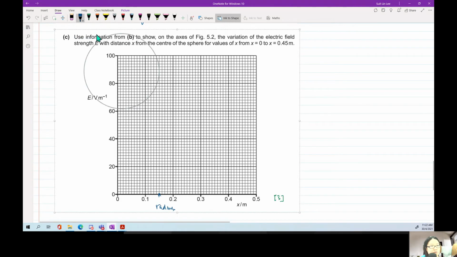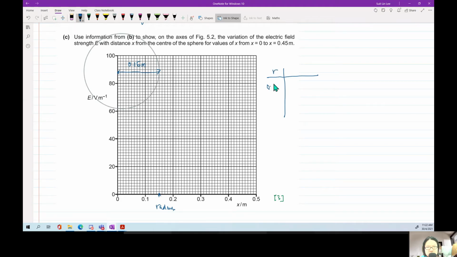So this is the position of the sphere, right? I think the center is somewhere along this line here. So here to here is your radius. This is 0.15 meter. So at 0.15 meter, the electric field strength, I'm going to just draw a table for the people. R on the surface is 0.15 meter. The electric field strength is 84. At 0.45 meter, the electric field strength is 9.3.